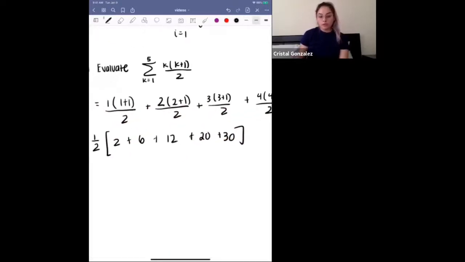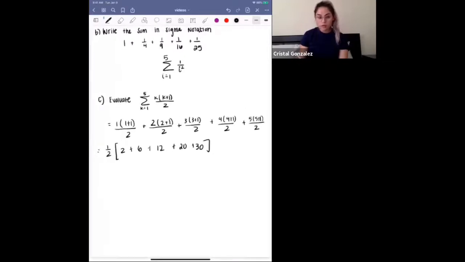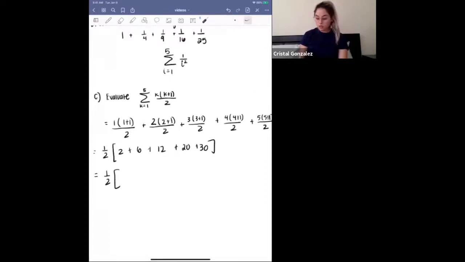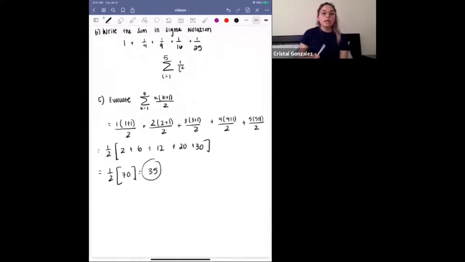And now if we evaluate this, we'll get 1/2, and then we'll add all the insides together, and we'll get 2 plus 6 plus 12 plus 20 plus 30, and that should equal 70. And so now if we multiply 1/2 by 70, we get 35. And so we finally finished evaluating that function. I was going to keep going, but actually, we'll do this next one.